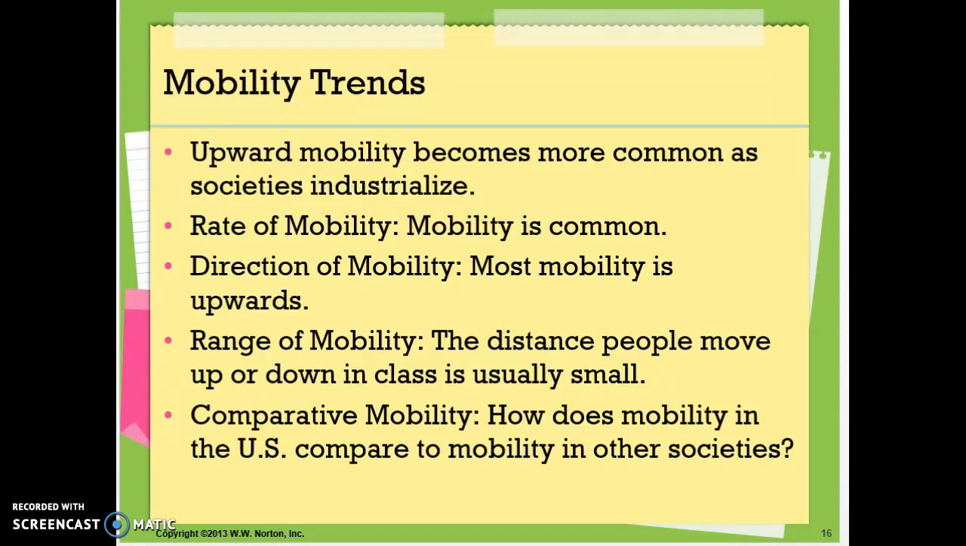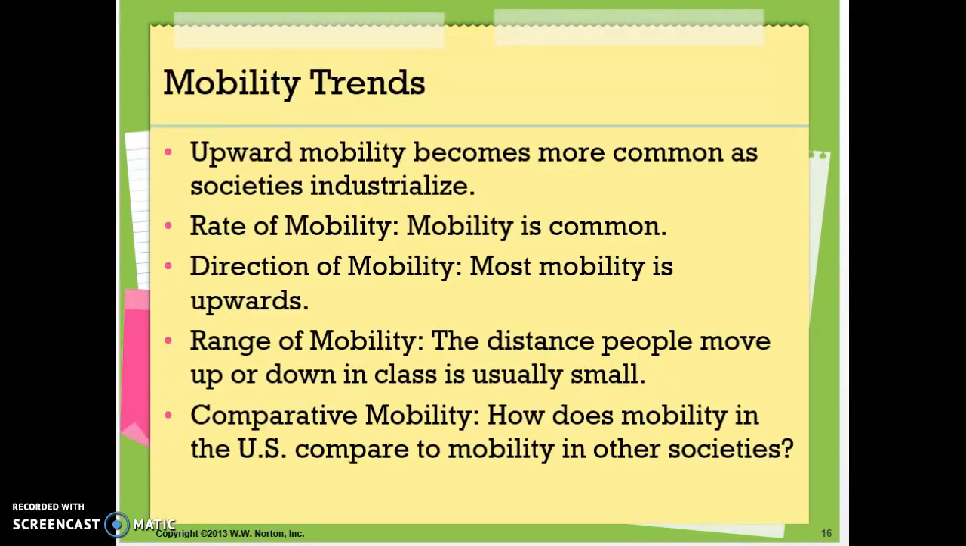Okay, so where am I? Range of mobility. How far do people move up or down? Is it common that people move from like the working class all the way into the upper class? I'm here to tell you that unfortunately, no, that is not common. So the distance people move in social class is usually small, short steps. Broad leaps are not common.